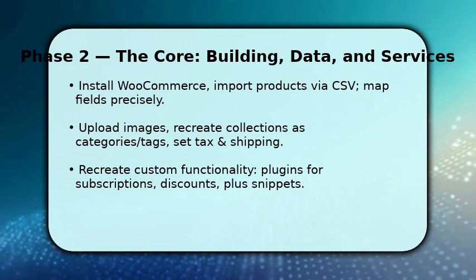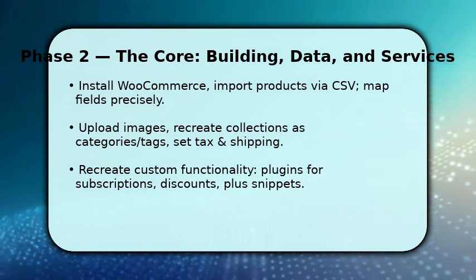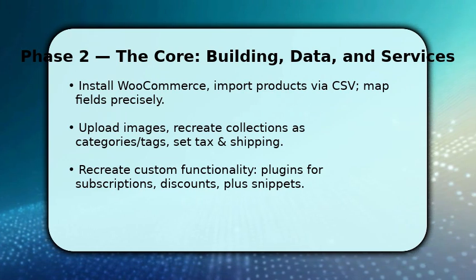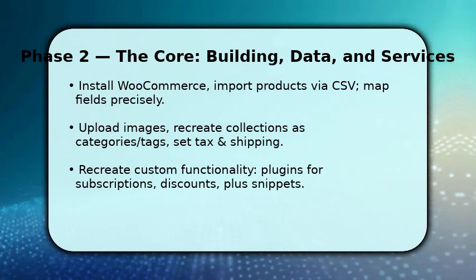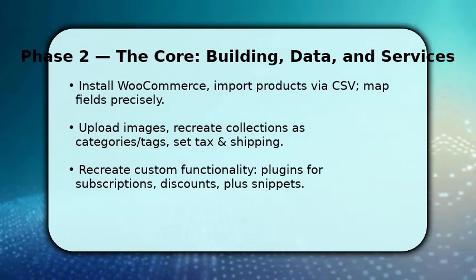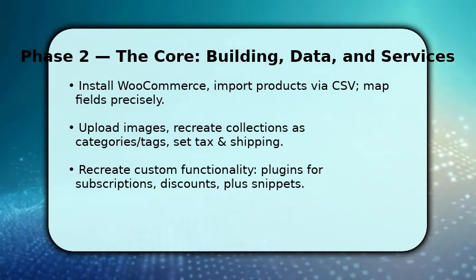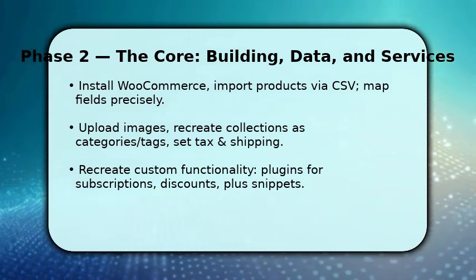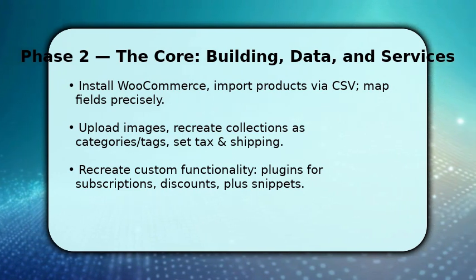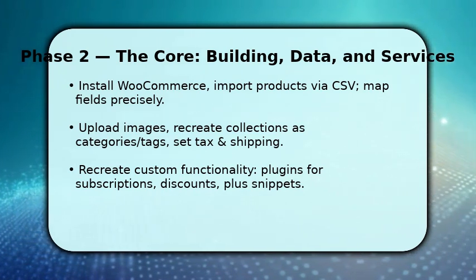Use WooCommerce CSV import and map Shopify columns to WooCommerce fields carefully. Upload the exported images into WP content and update image URLs. Recreate collections as categories or tags so navigation stays logical. Configure tax rules, shipping zones, and payment gateways to mirror Shopify settings.